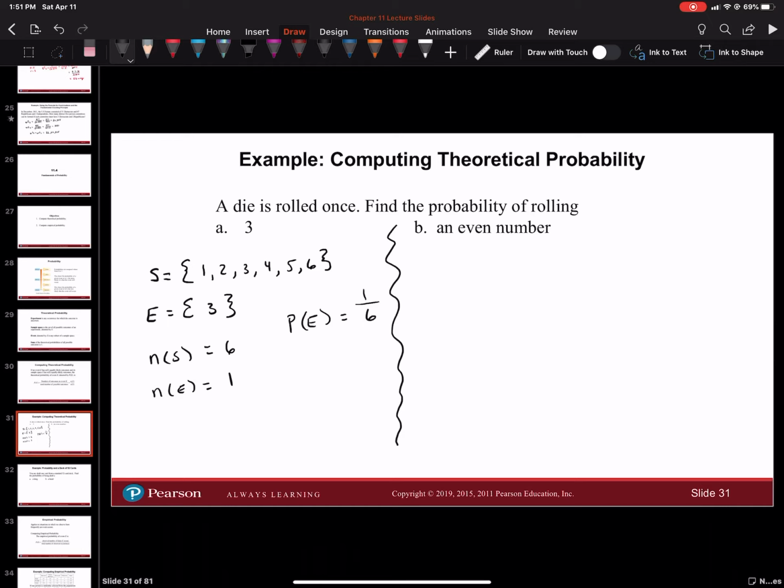Now, what about an even number? The sample is still the same, so our N sub S is still 6. What about N sub E? The event in this case would be 2, 4, and 6, because the number is an even number. So the number in our event would be 3. So the probability of rolling an even number is 3 over 6, which is equal to 1/2.